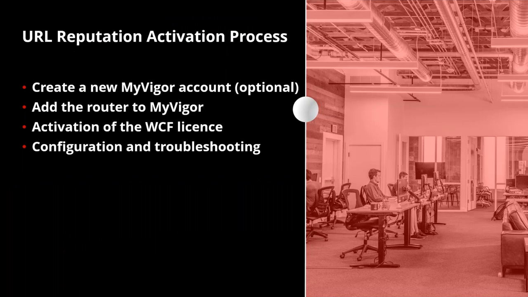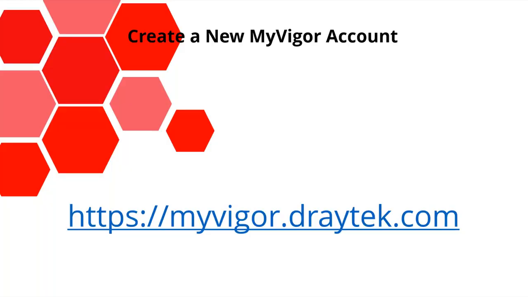So now I would like you to have a look at how to activate the web content filtering. We're gonna go through some steps. First of all, this is the myVigo account, which is optional for people who have already registered with them. Then we will add the JTAG router to myVigo and then activate the license. And finally, we will configure the router, and I will cover some troubleshooting steps as well. Okay, so let's begin.